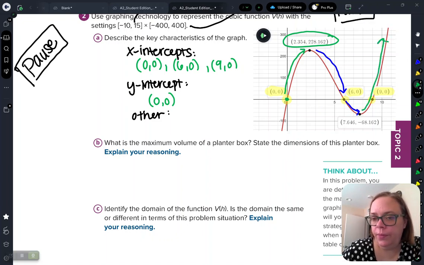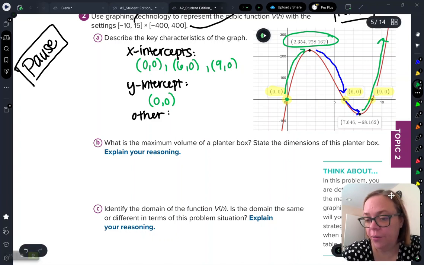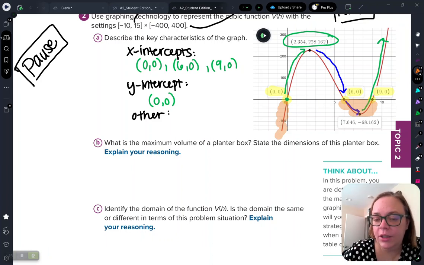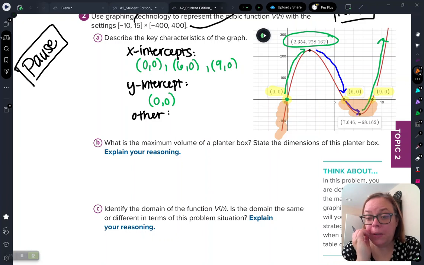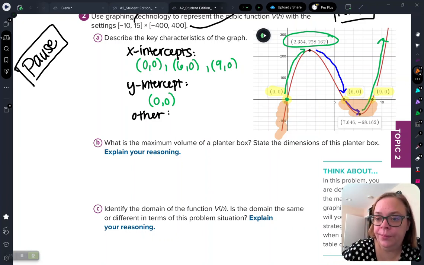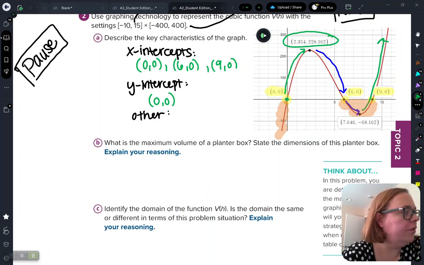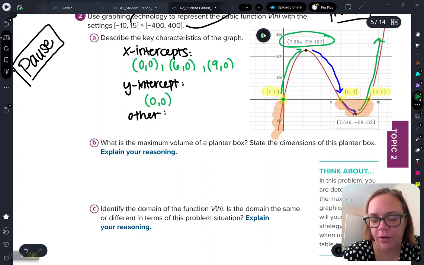It's also important to note where your volumes are positive and negative, because you cannot have a negative volume. So in this section here or over here, these things don't make sense because the volume cannot be negative. It's just not possible. Okay, so for other, you could choose these other points. You could describe lots of different things. I'll leave that part blank. It just varies on what you saw.